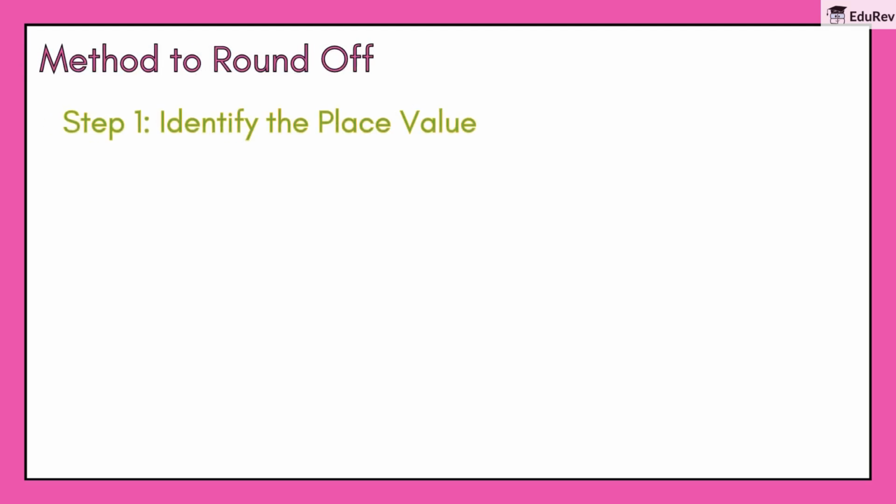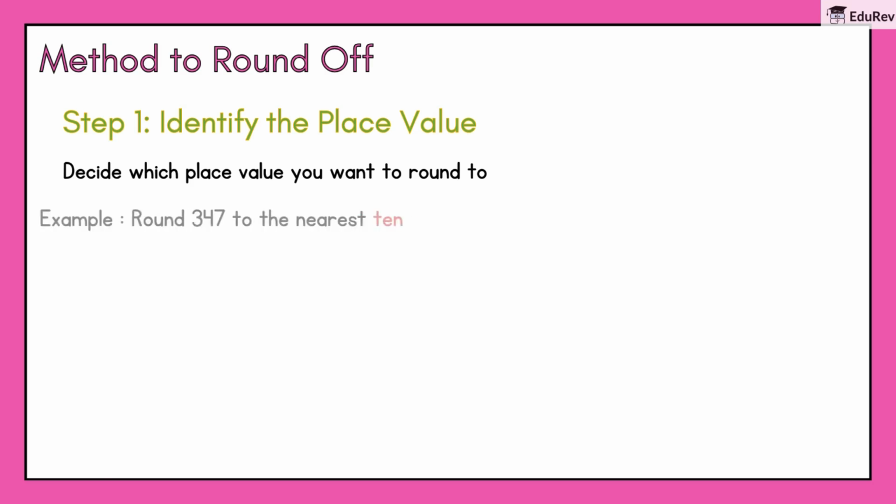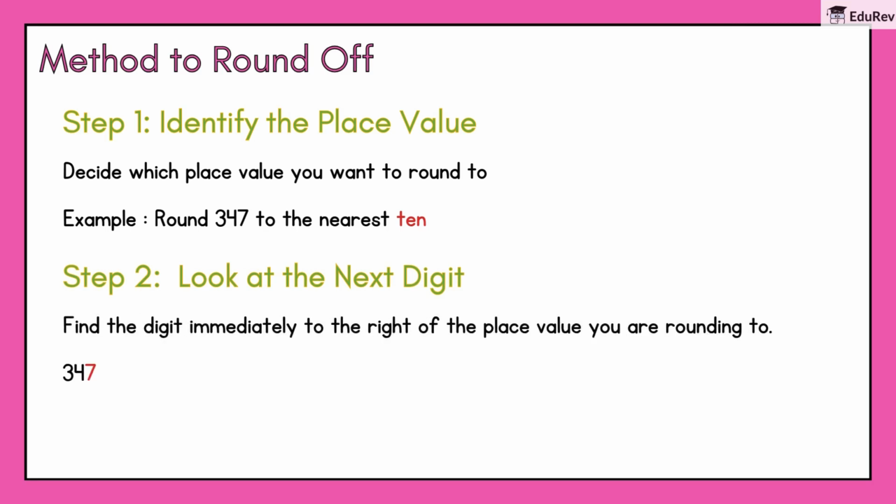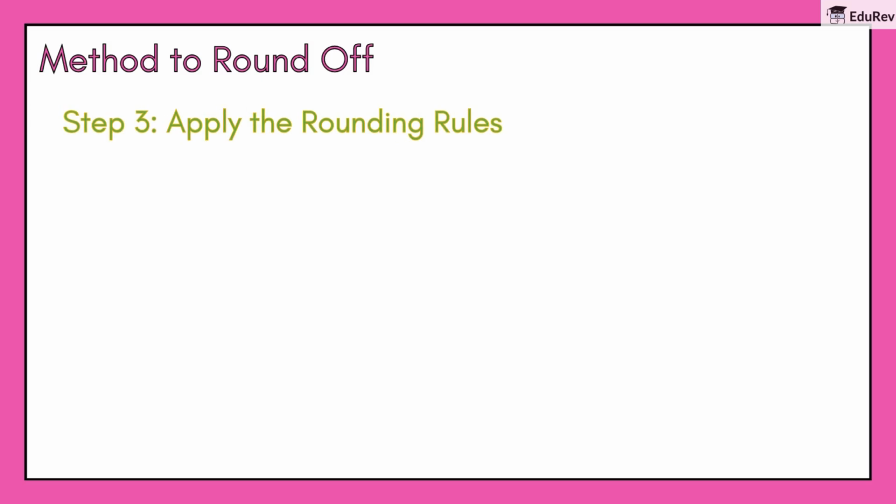Step 1. Identify the place value. Decide which place value you want to round to. For example, if we want to round 347 to the nearest 10. Step 2. Look at the next digit. Find the digit immediately to the right of the place value you are rounding to. Then, in step 3, we apply the rounding rules.